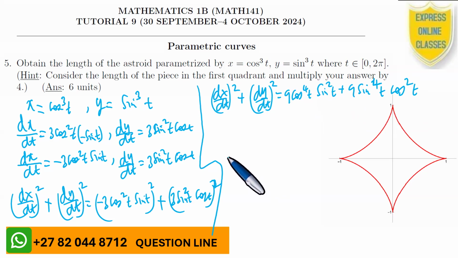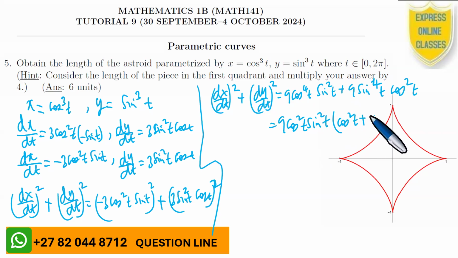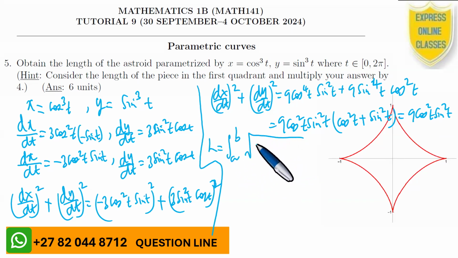Okay, now we have this. Can this be simplified? 9 is a common factor, and then we can pull out cosine squared t sine squared t, giving us cosine squared t plus sine squared t, which is equal to 1. And this gives us 9 cosine squared t sine squared t, meaning the arc length. It's the integral from a to b of the square root of dx dt squared plus dy dt squared.